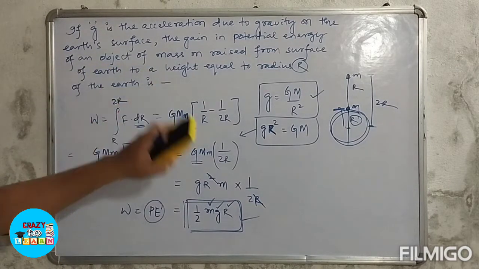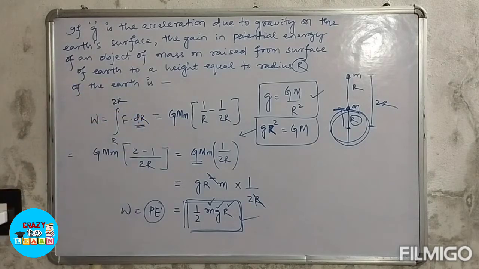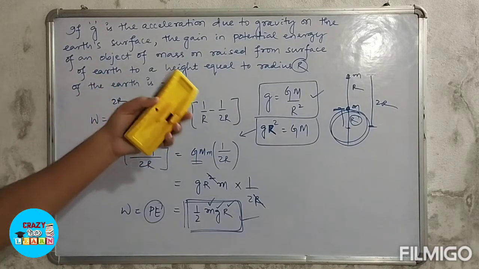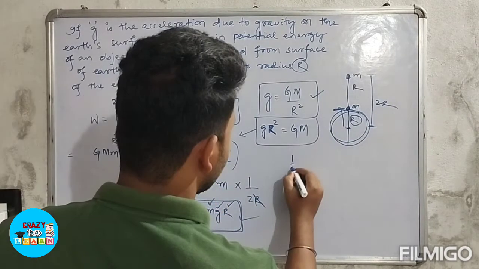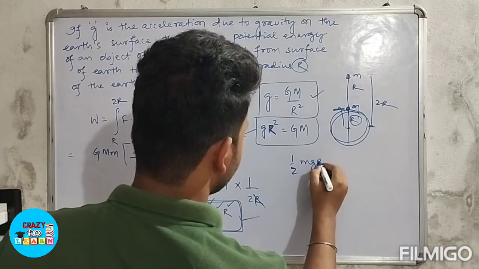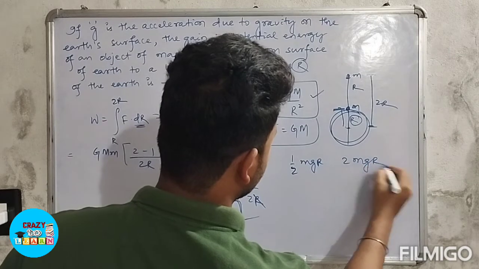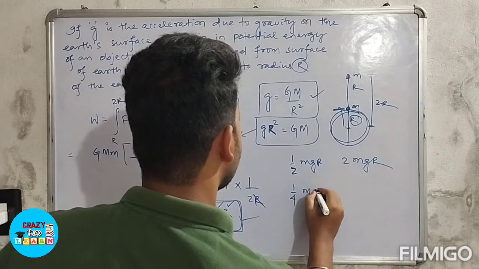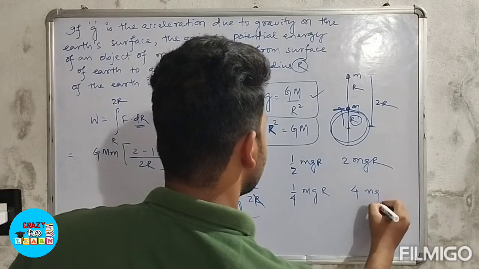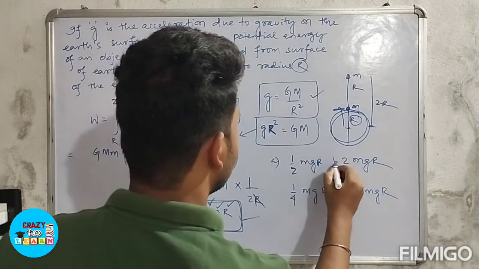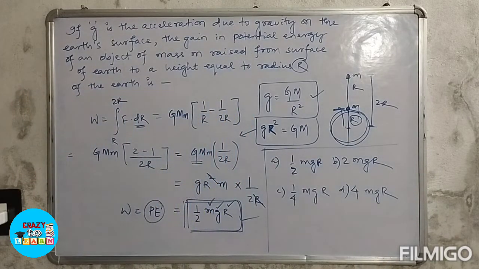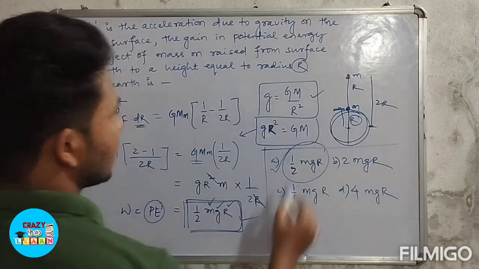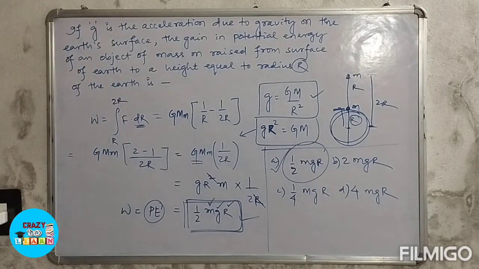In the question, I have not taken the options here, but the options were 2 mgr, 4 mgr, half mgr, 1 by 4 mgr, there were 4 options. Okay, half mgr, 2 mgr, 1 by 4 mgr, 4 mgr. This is your option A, B, C, D. Okay, so which option is correct one? Option A is your correct one. So work done or the potential energy, gain in potential energy is equal to half mgr. All you are clear?